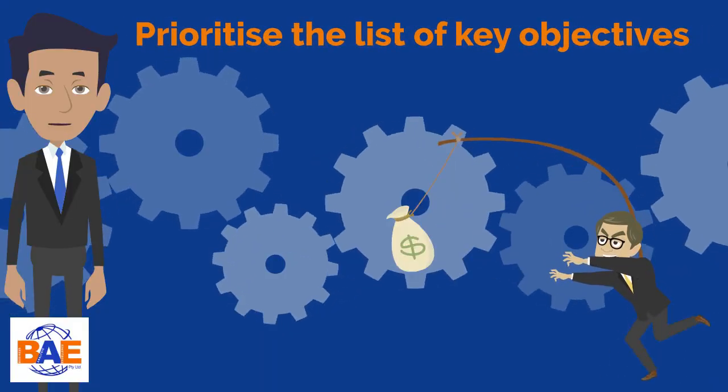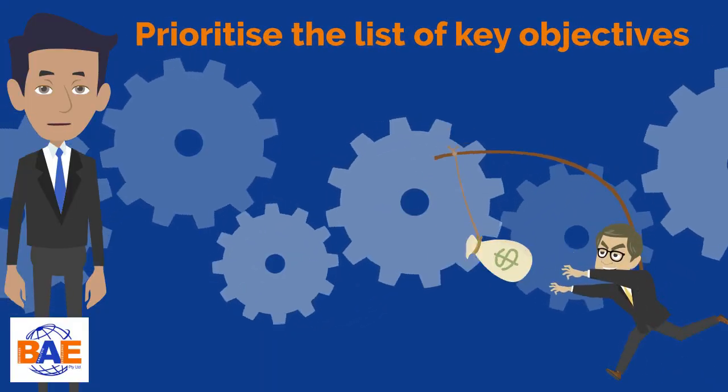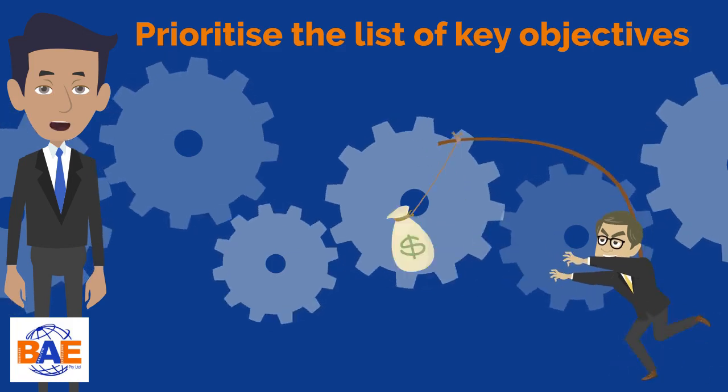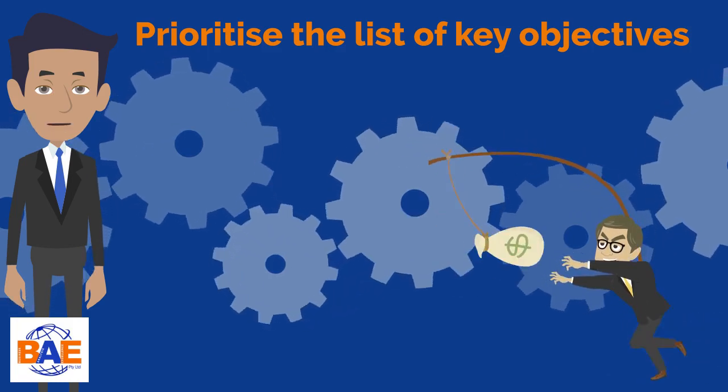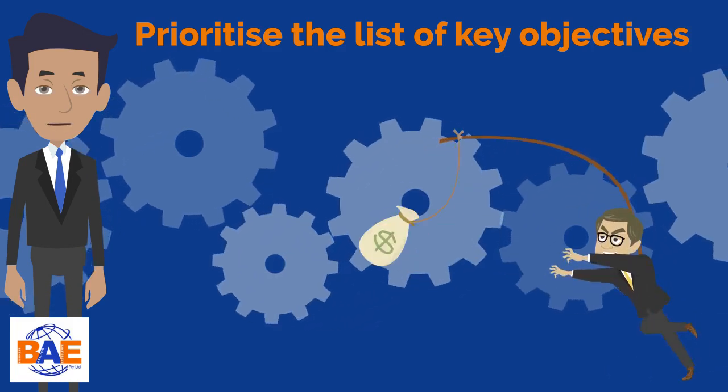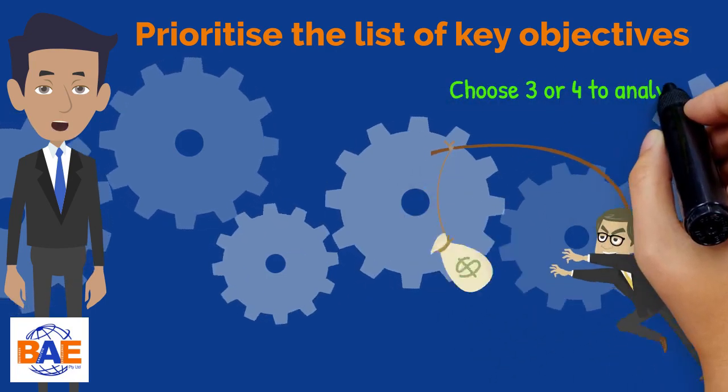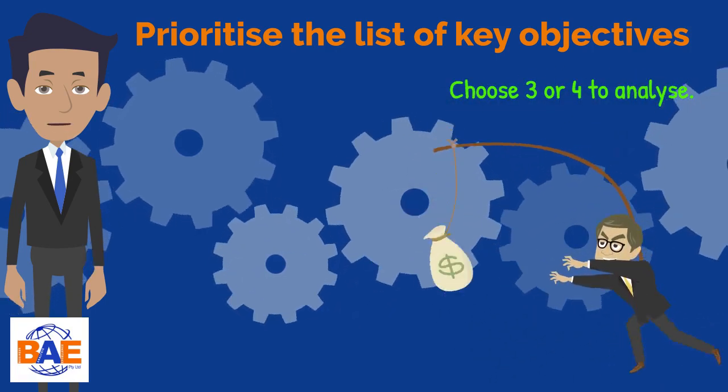Let's now discuss prioritizing your objectives. Now that you've listed all the key objectives that you deem relevant, it is time to prioritize them. Choose 3 or 4 to analyze. How can you narrow your list?